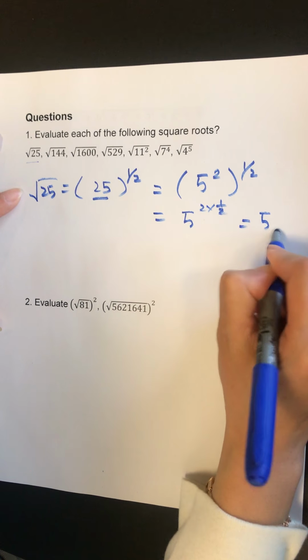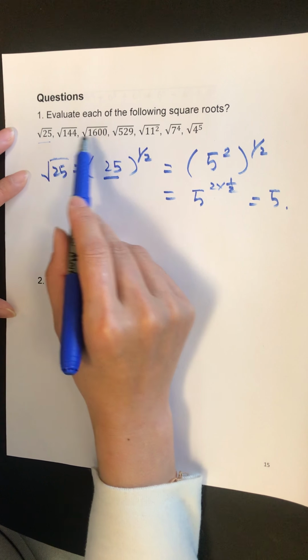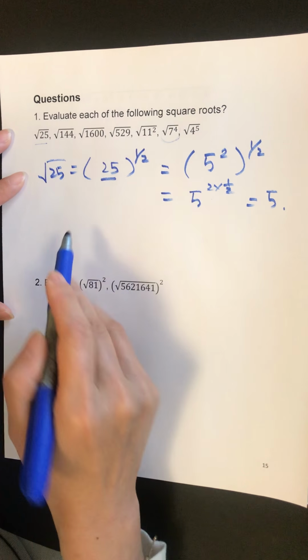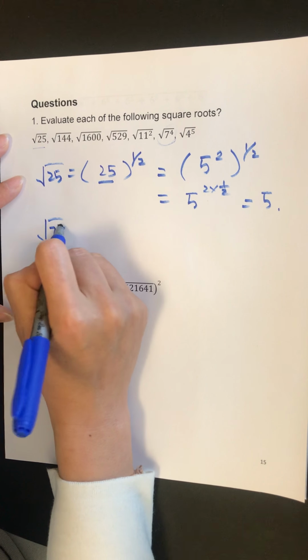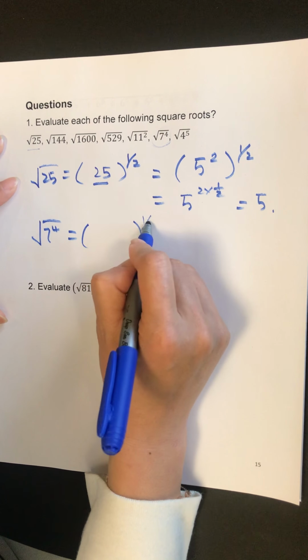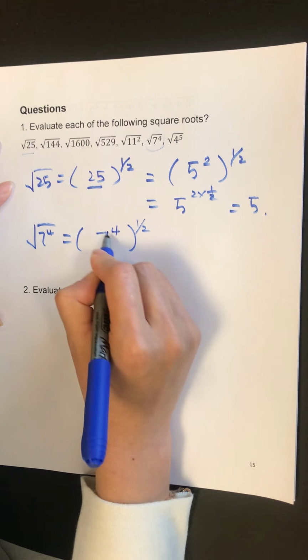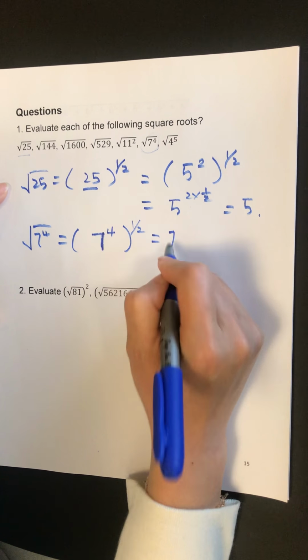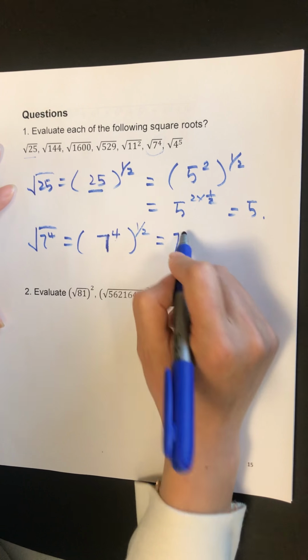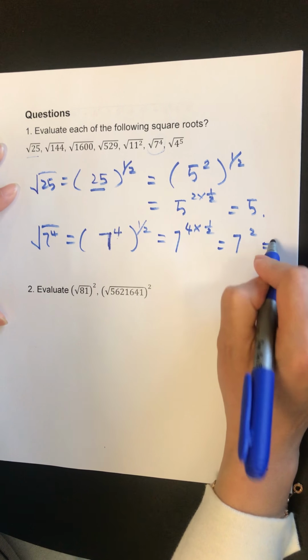This is a perfect square number, just as this is 12 squared. Students can figure this out. Let's use this one as an example. The square root of 7 to the power of 4. Again, by definition, a square root is an exponent of 1/2. So inside is 7 to the power of 4. So we do multiplication of these two exponents. So that's 7 squared, which is 49.